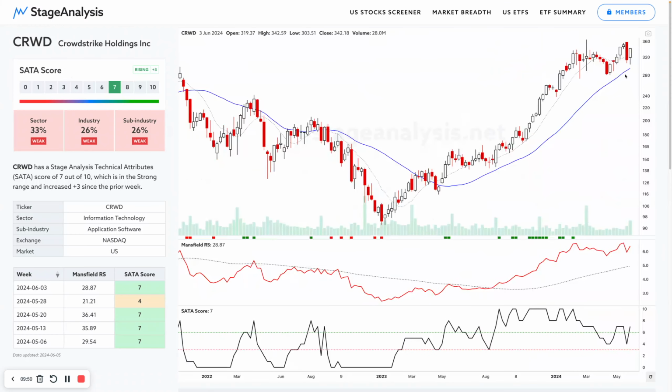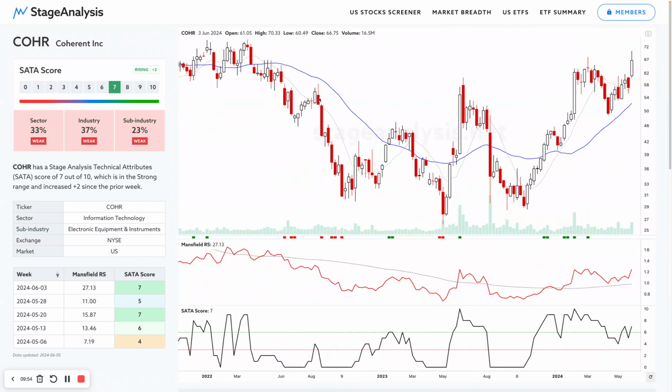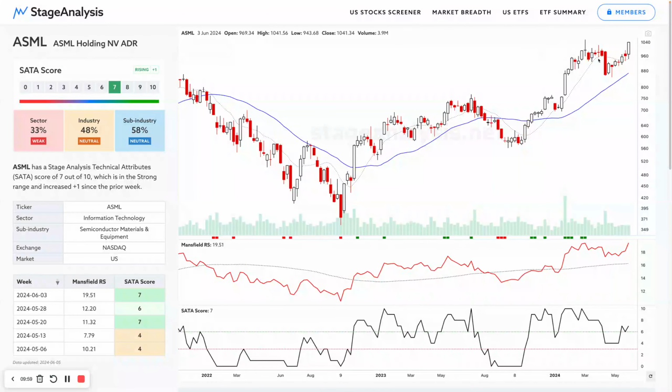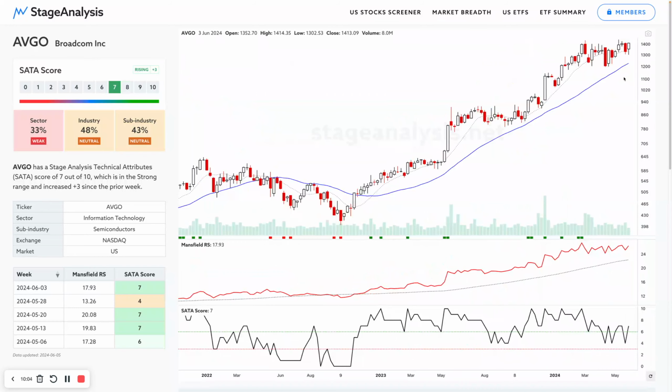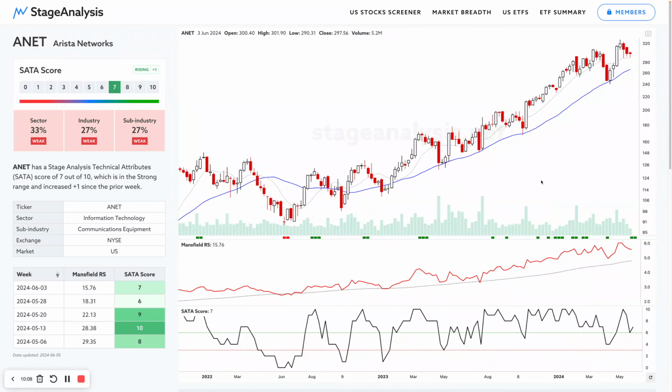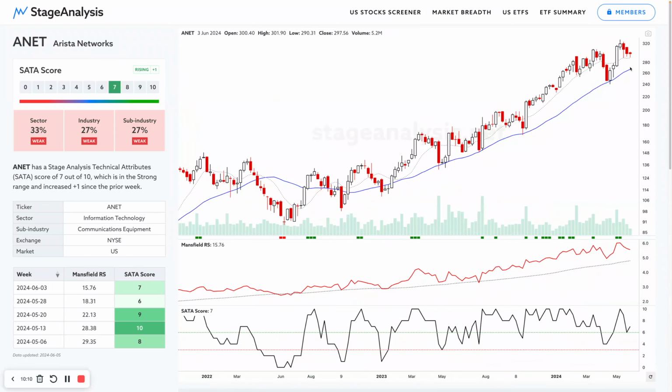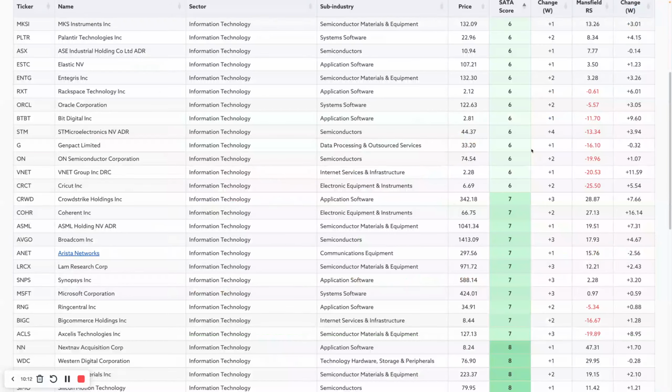So CrowdStrike here, for example, had earnings today, good reaction to that. You've got CHOHA with a continuation breakout recently, ASML also attempting a stage 2 continuation breakout. AVGO quite close to the top, late stage 2, but looking for a continuation breakout on that. ANET tightening up above its 10-week there, so in late stage 2 again. So lots and lots of ways that you can use this.